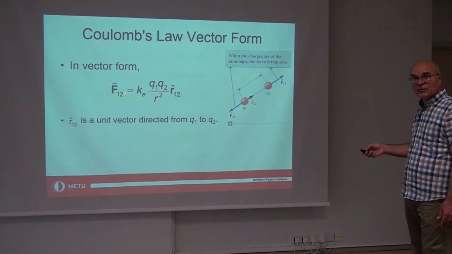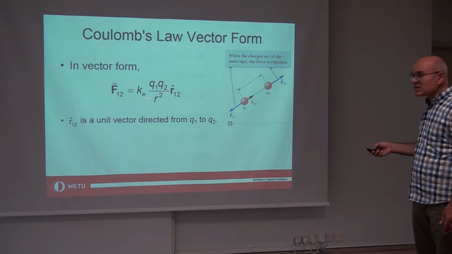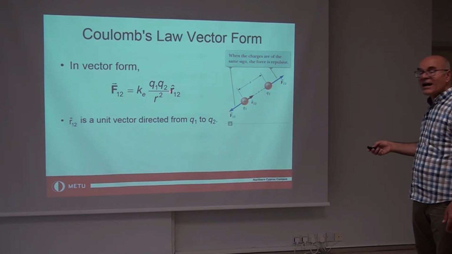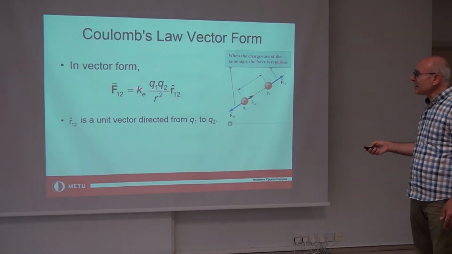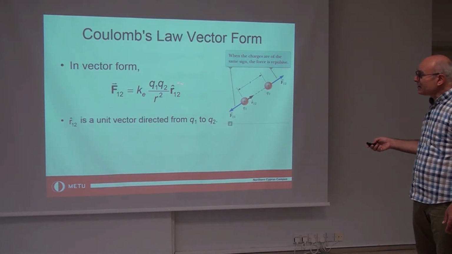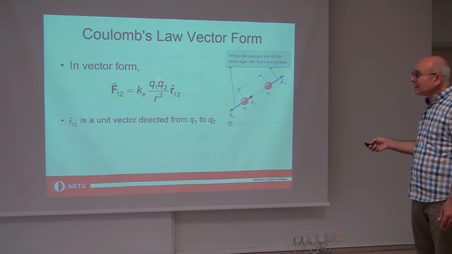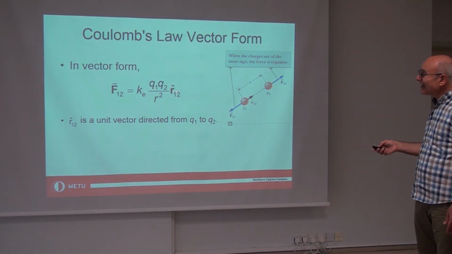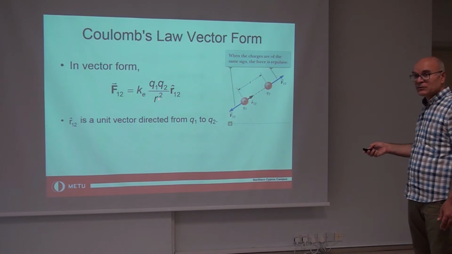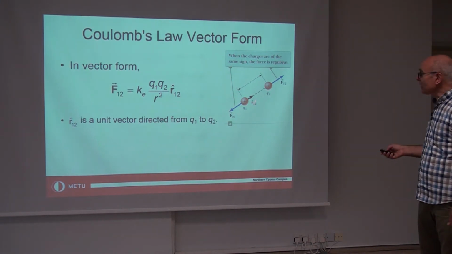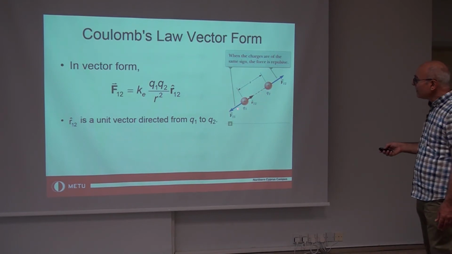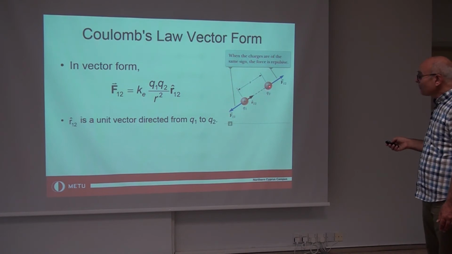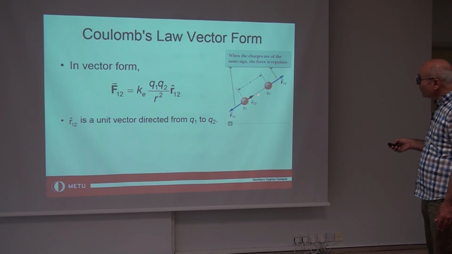In this case, this is a vector which, if this quantity is positive, is directed along r hat 12. Because when you multiply a unit vector by a positive scalar, the result is a vector in the same direction as r hat 12. If this quantity is negative, then the force is opposite to r hat 12. And this is exactly what we expect, because when the charges are the same, when both are either positive or both negative, F12, which is the force by 1 on 2, will be in this direction, along r hat 12.